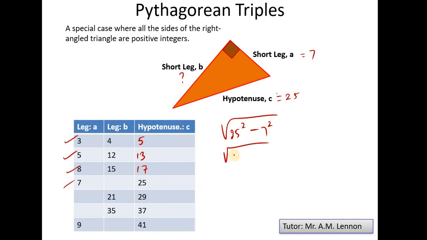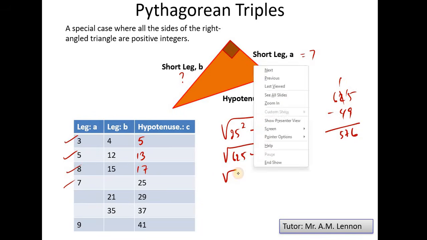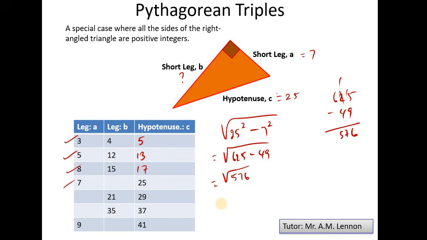The square of 25 is 625. The square of 7, that's 49. And so we have 625 minus 49, which gives us 576. So we have the square root of 576, and that will give us 24. So this is also a Pythagorean triple. So it's good if you could memorize these, at least up to this fourth one. And then you know that for any multiple of these, you could work it out.